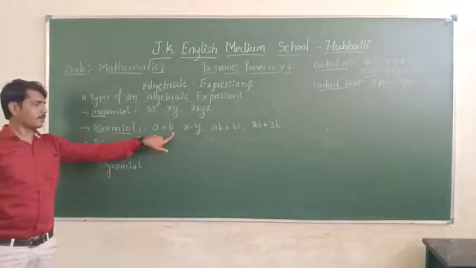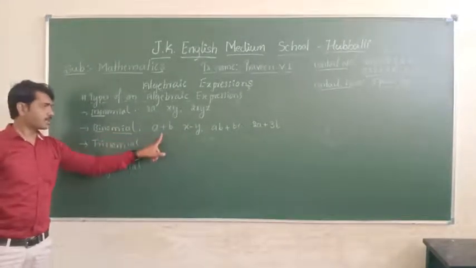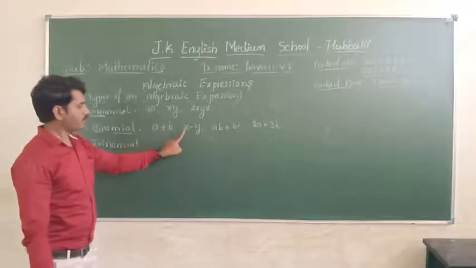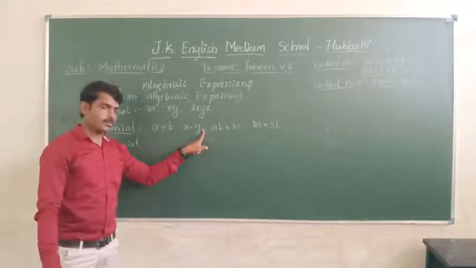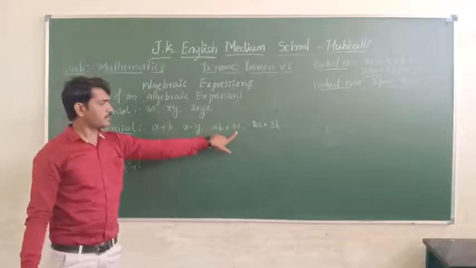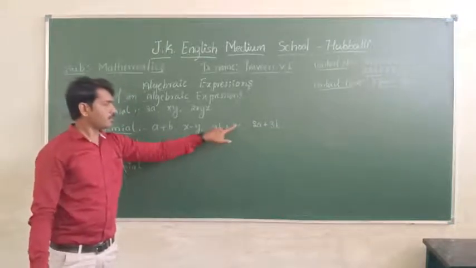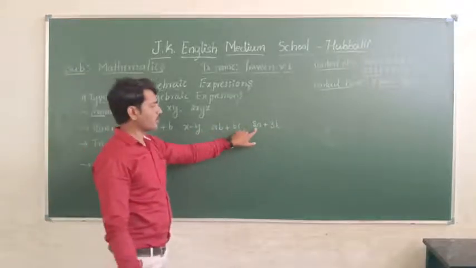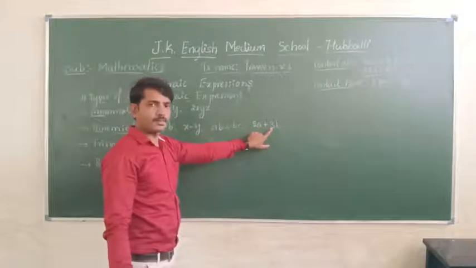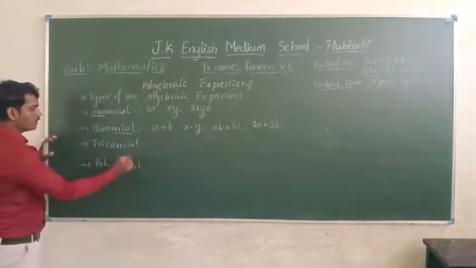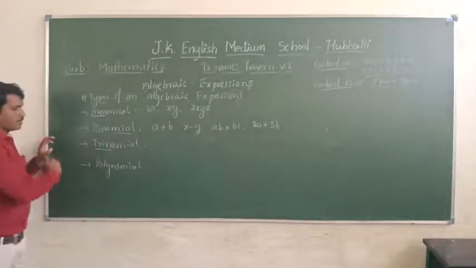Here a and b are the two algebraic terms separated by one single sign, that is plus. Here x and y are the two algebraic terms separated by a single sign, minus. And here ab and bc are the two terms separated by plus sign, and finally 2a plus 3b separated by the sign plus. Understood? So next we will go to the trinomial.